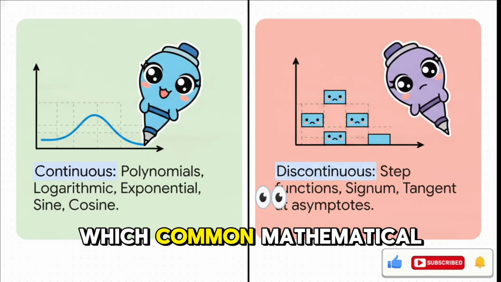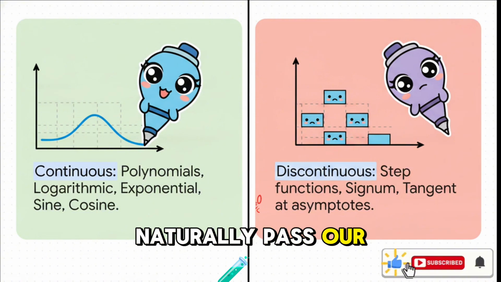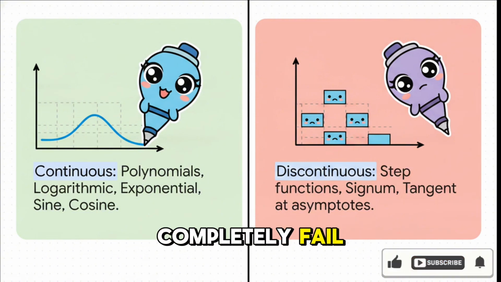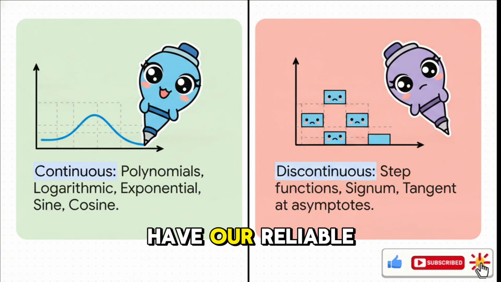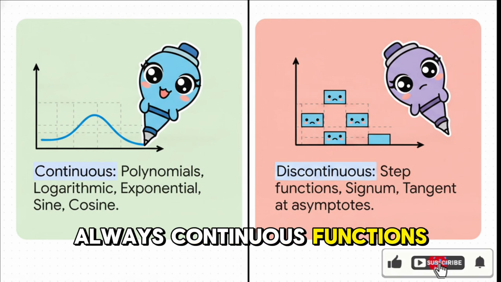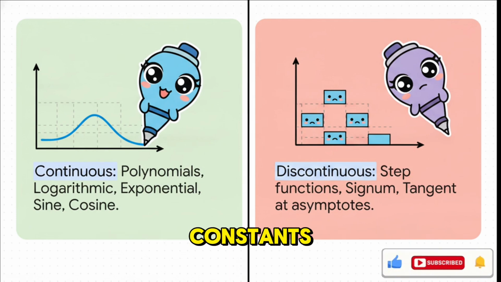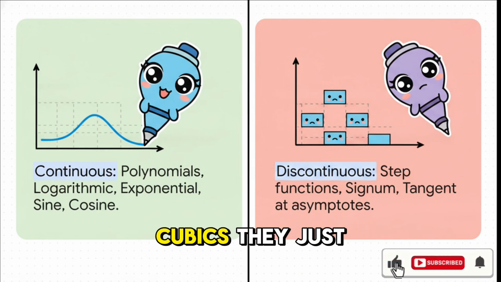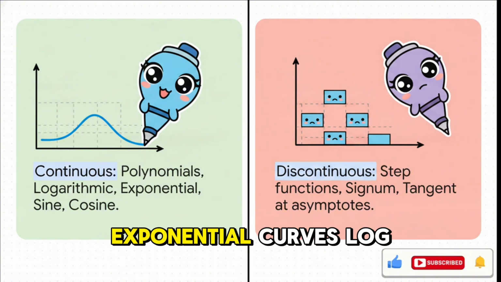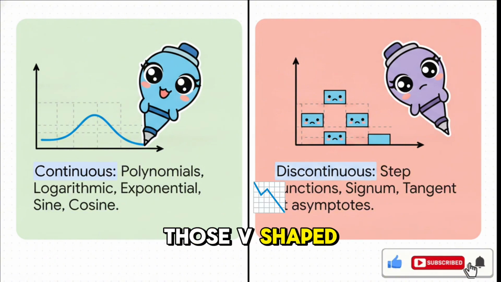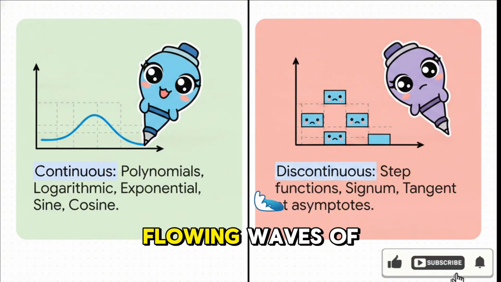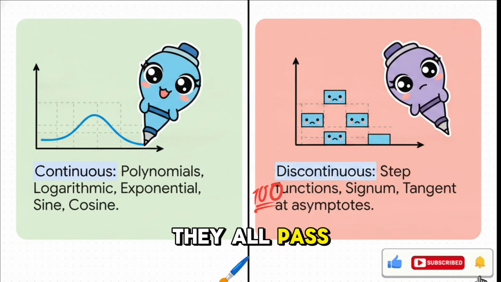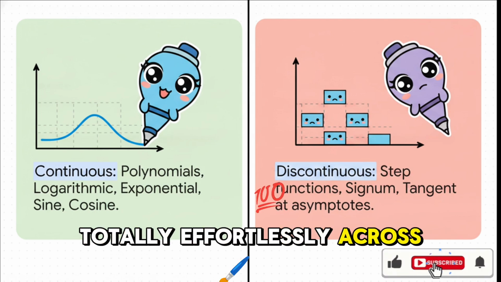Let's look at which common mathematical functions naturally pass our visual pen test and which ones completely fail. On the left side here, we have our reliable, always continuous functions. Think polynomials, your constants, linear lines, quadratics, cubics, they just never break. Exponential curves, log functions, those V-shaped modulus graphs, and the smooth flowing waves of sine and cosine, they all pass the pen test totally effortlessly across their domains.